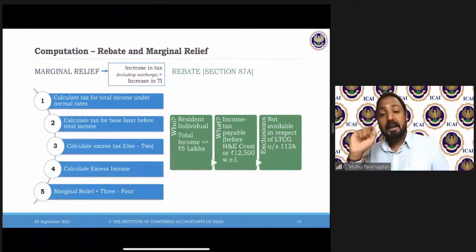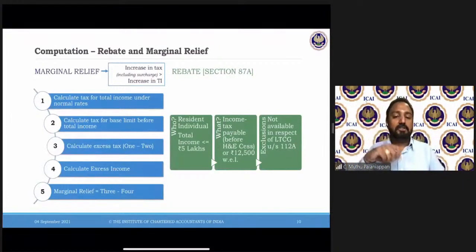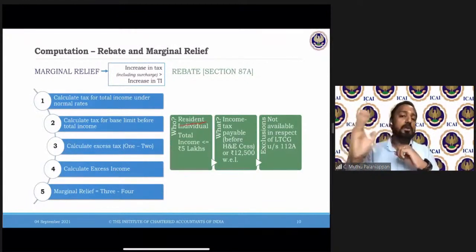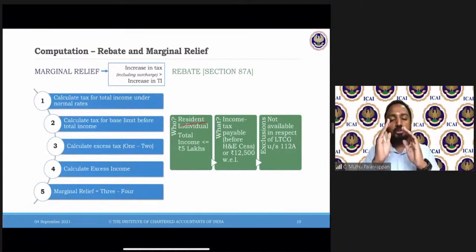We'll move on to the concept of rebate under section 87A. That is the next step. After you apply the rates, you'll have to go to this rebate under 87A. 87A is applicable only for resident individuals. It is not applicable for non-residents. And it is only applicable if your total income is less than or equal to 5 lakhs, which means you must fall only in the 5% slab. The 10%, 20%, 30% and all should not be applicable to you at all. Only this 5% slab is applicable. So your total income is not exceeding 5 lakhs. Only then it is eligible.